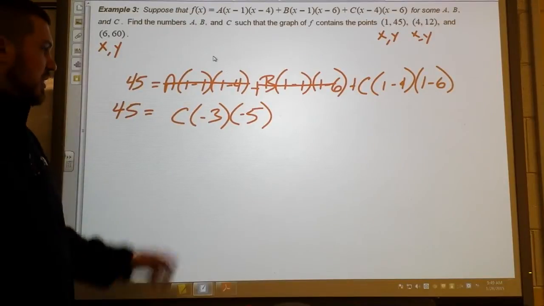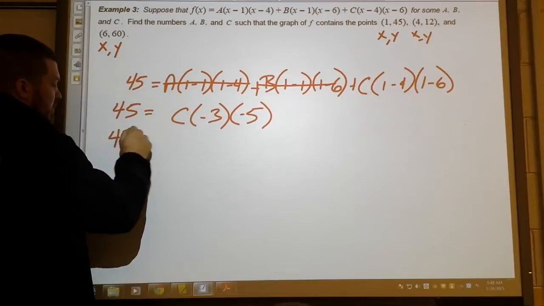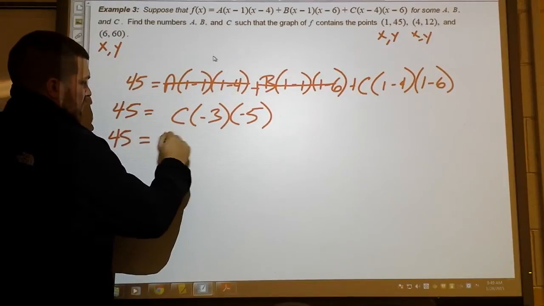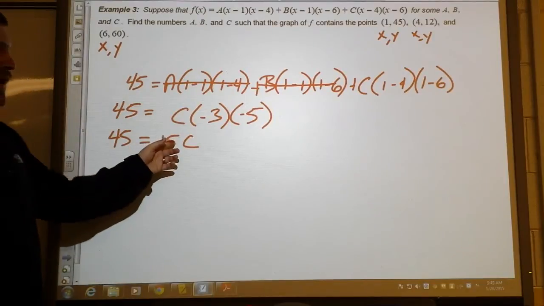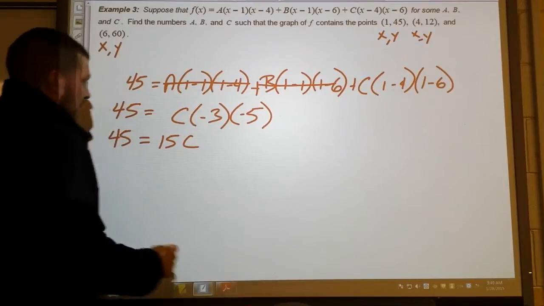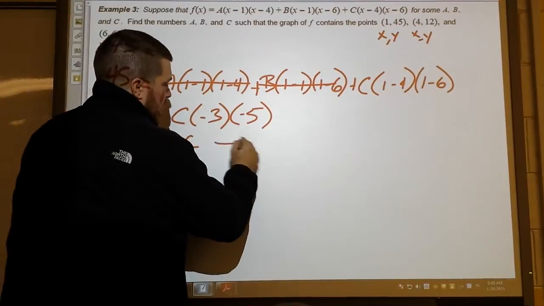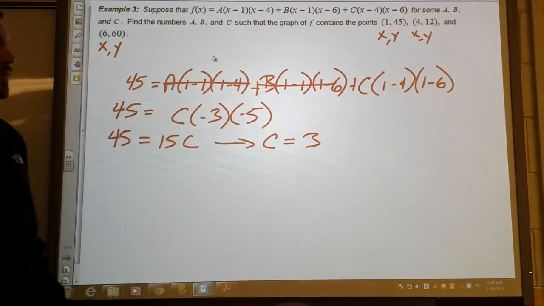Now, I can clean this up. Negative 3 times negative 5 is positive 15. So I have 45 is equal to 15c. Now, this is multiplication, 15 times c. To undo multiplication, we need to divide by 15 on both sides. Doing that, I find that c is equal to 3. Great, so we're done with that first point.